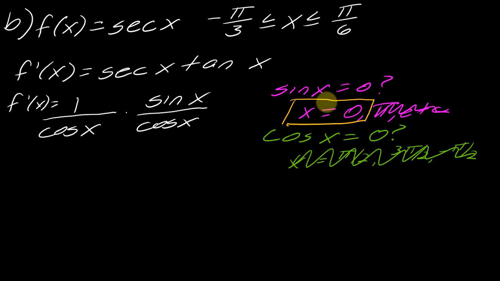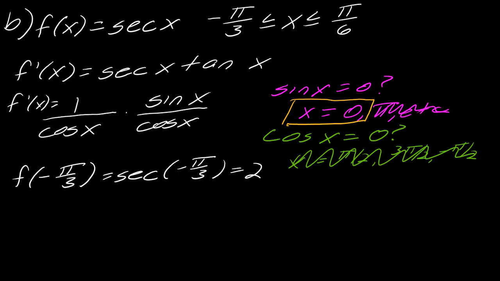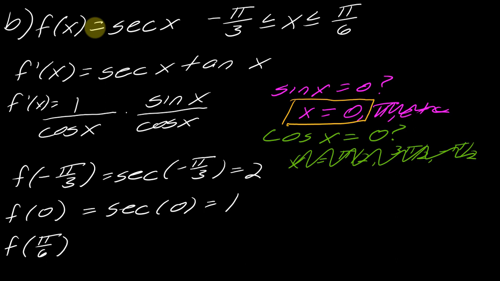So now I have to plug this in for my critical point and my two endpoints. So let's do this. Remember, you want to plug each value back into the original function. So if I keep going, here are the three values that I get.